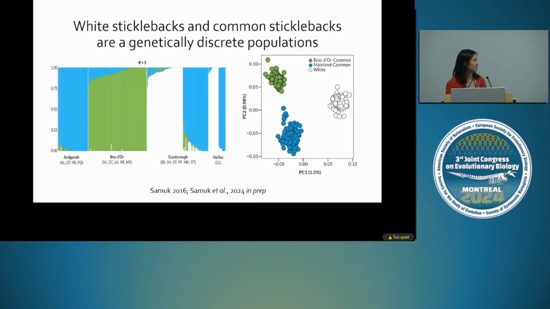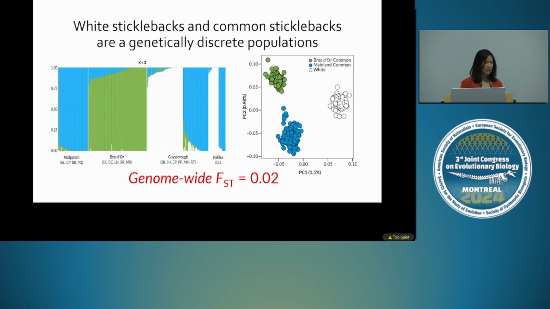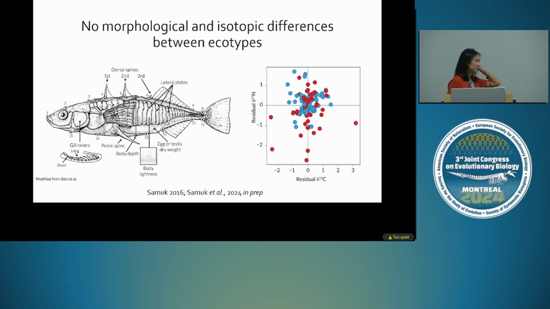During his PhD, my advisor, Kieran Samek, revisited the white stickleback system. He gathered RAD-seq data from across the range of white and common stickleback in Nova Scotia, and found that white and common sticklebacks form genetically discrete populations. What was also really interesting is he found that genome-wide FST is extremely low, around 0.02. He also did some pretty intensive morphological and stable isotope analyses, and found that there are no significant morphological and isotopic differences between the ecotypes.